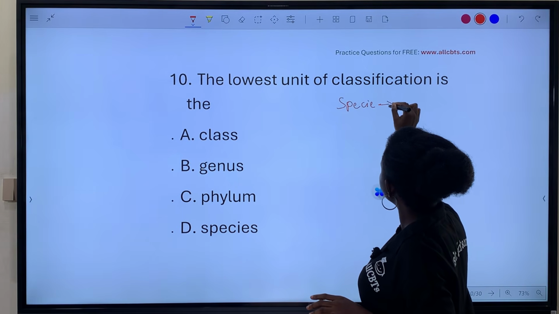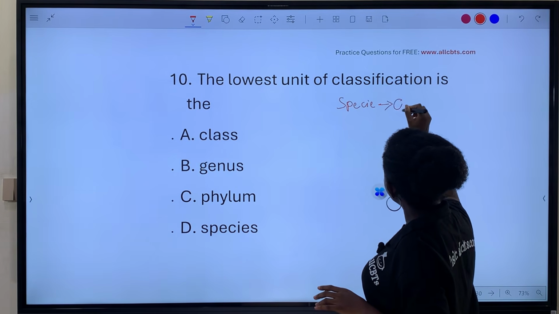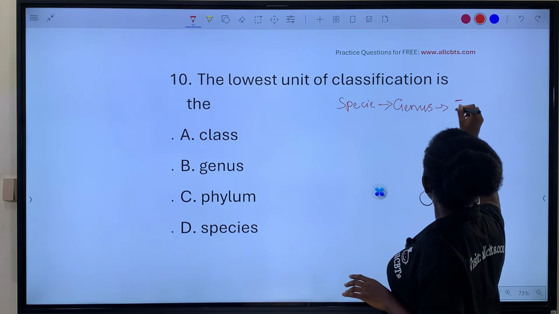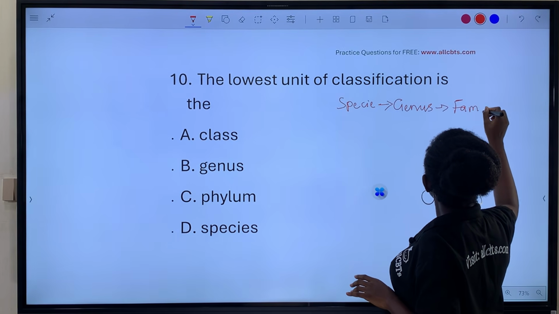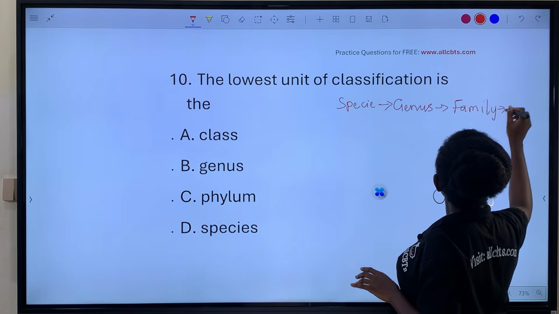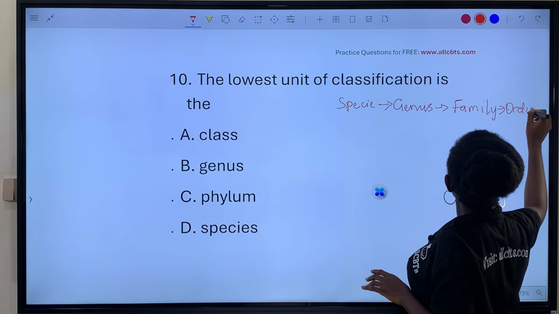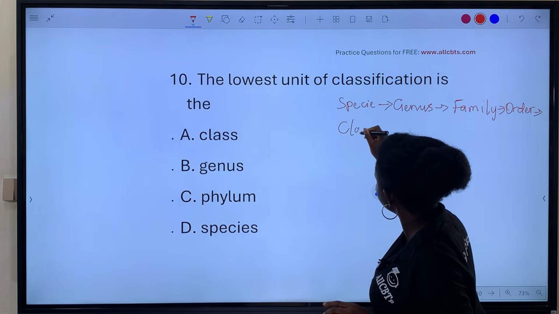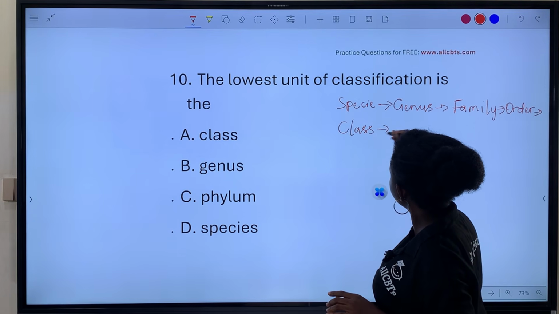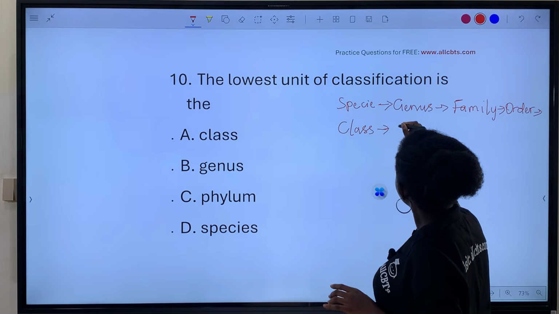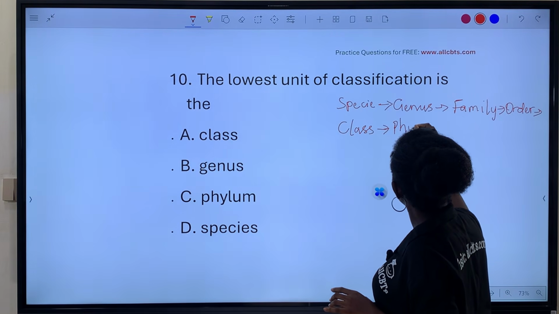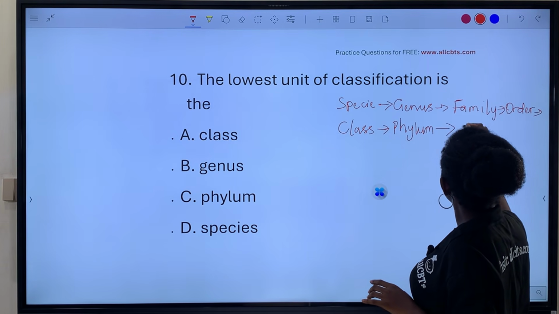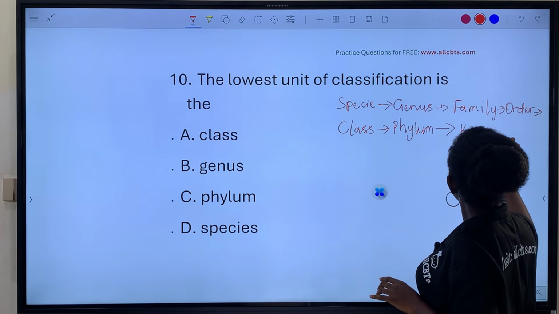to phylum, then to kingdom. So basically we have seven of them: from species to genus to family to order to class, phylum, and kingdom. So the lowest unit of classification here, like I said, I started from the lowest. So we can say that species is the lowest unit here. So that means option D is the correct answer.